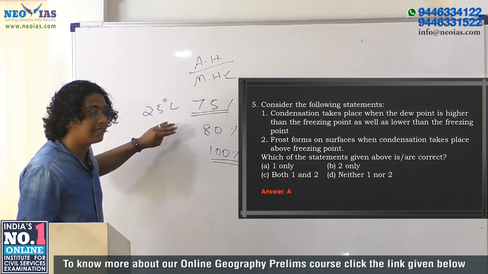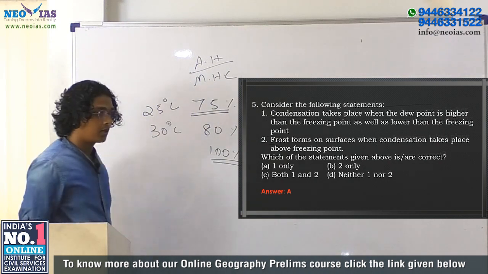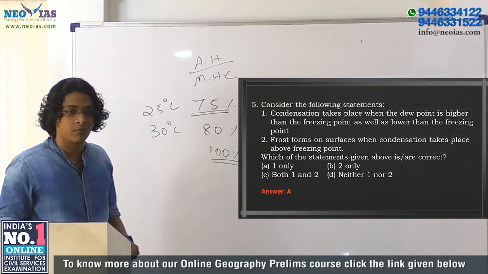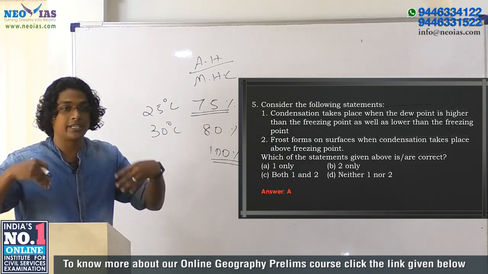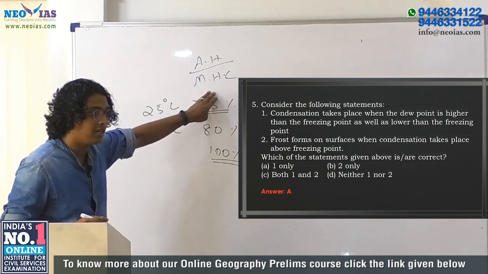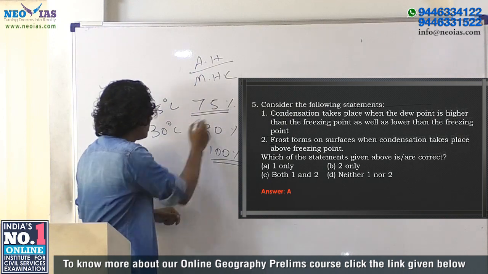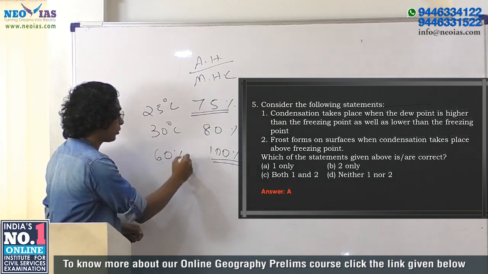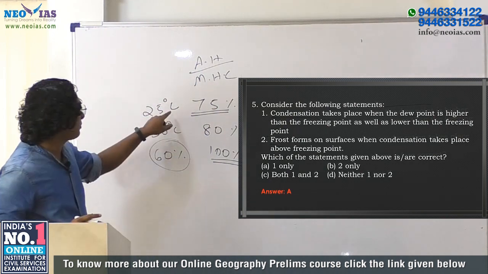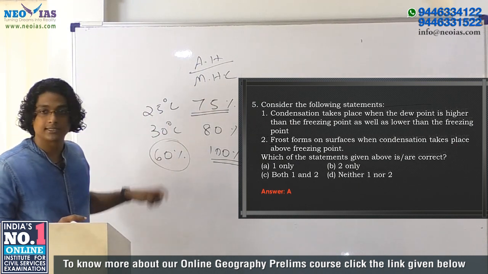If I increase the temperature to say 30 degrees Celsius, what will happen to moisture holding capacity? The air will expand, so it can hold more moisture. So the moisture holding capacity will increase and the fraction will come down. It will probably become 60% now. So at 25 degrees Celsius it was 75%, and now at 30 degrees Celsius it is 60%.